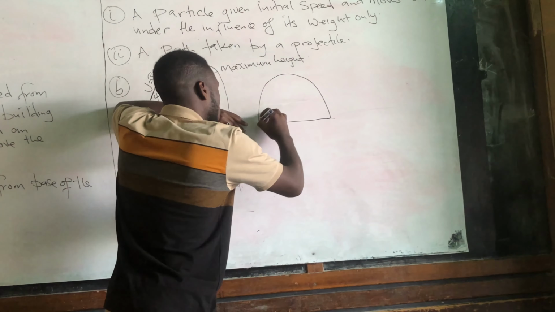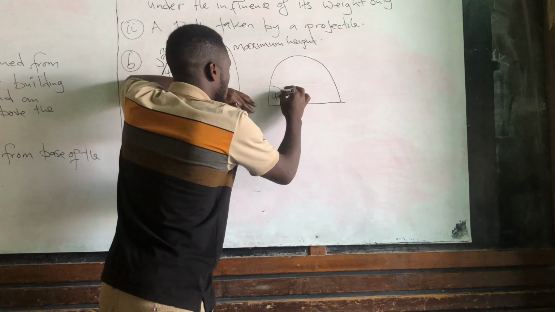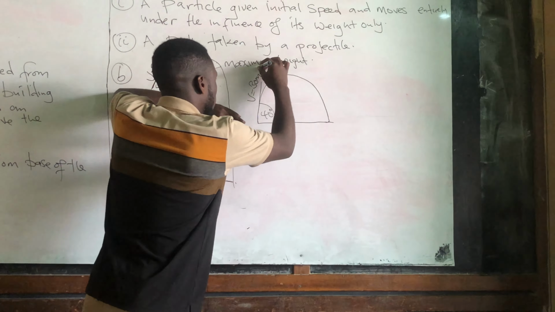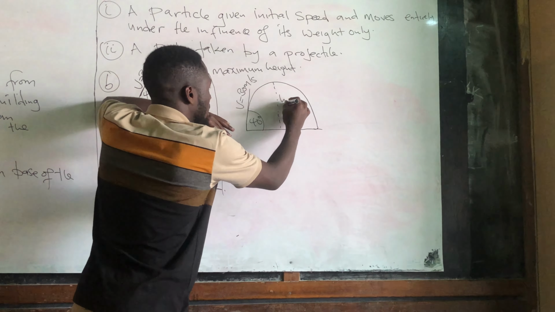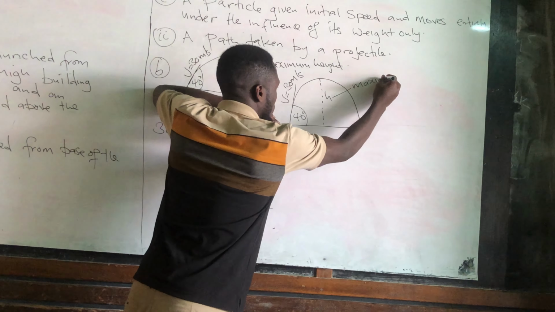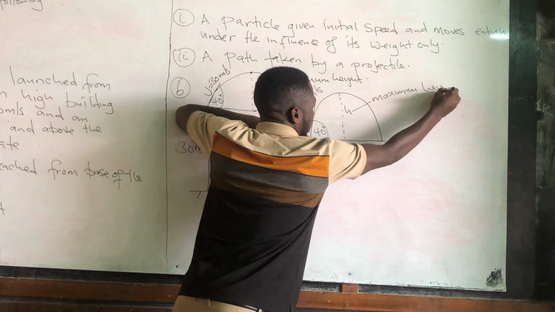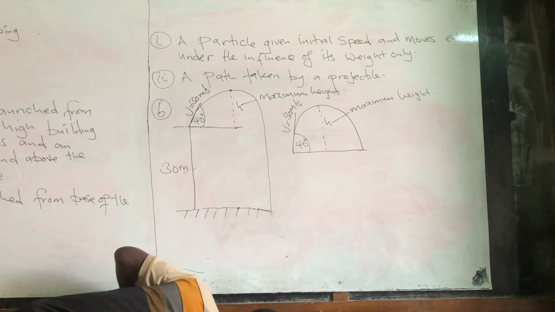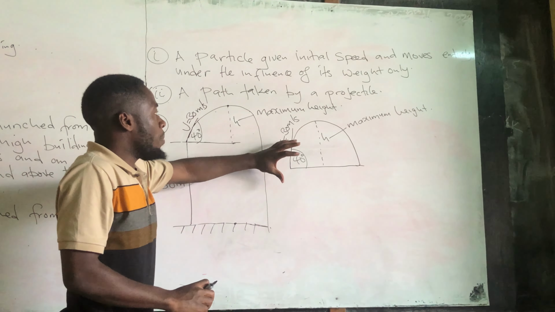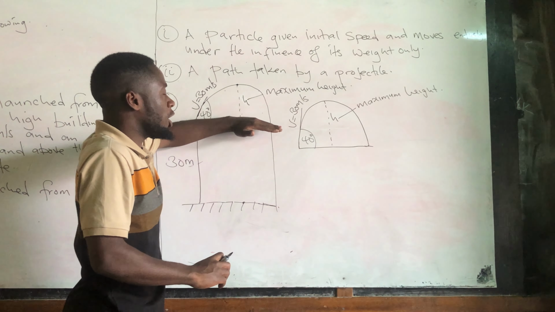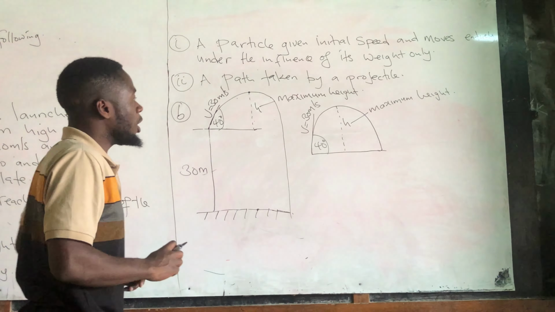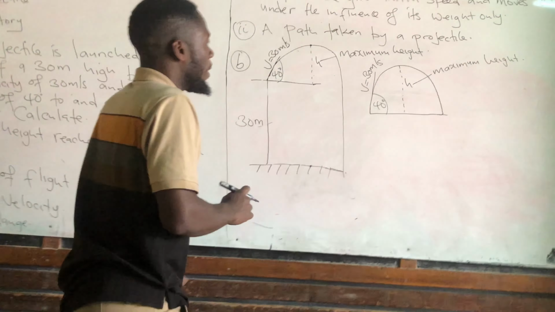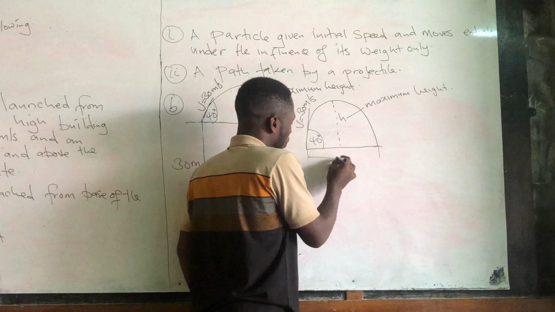The angle here is 40 degrees and the speed is 30 meters per second. This is the maximum height. We have ignored the bottom part and concentrated on the top part. In our previous video, we did questions on this first part of the projectile. The bottom part is new, but this top part we know. The distance from here to here is what we call the range.